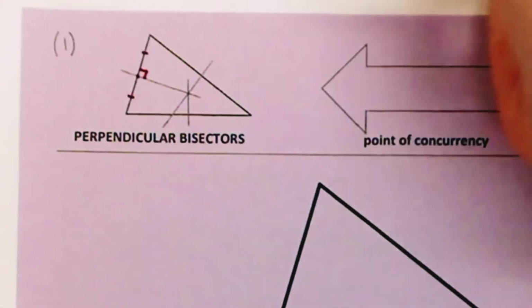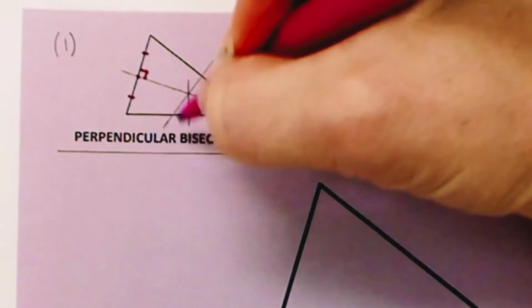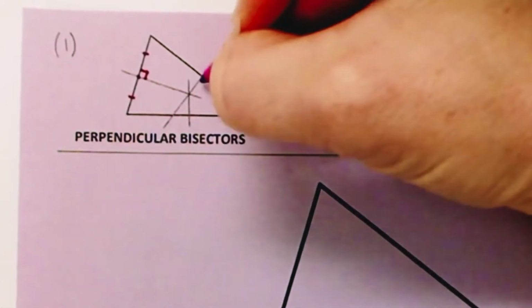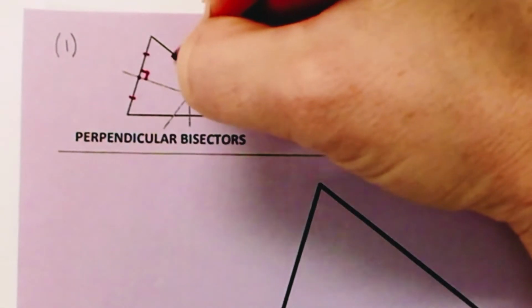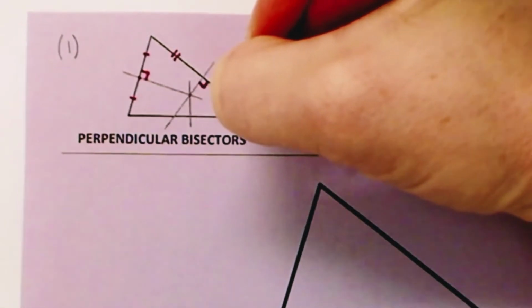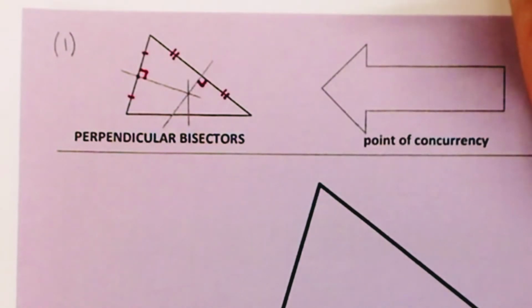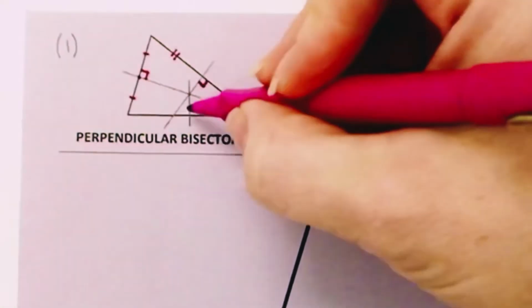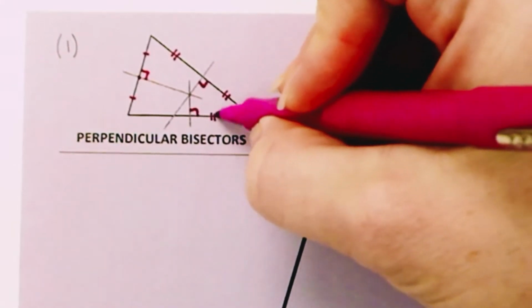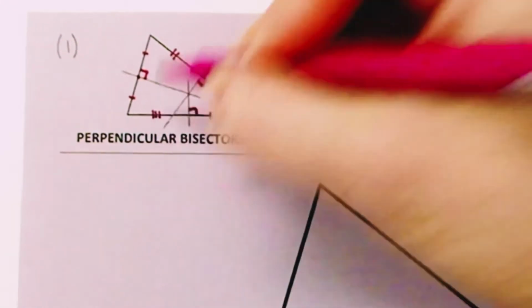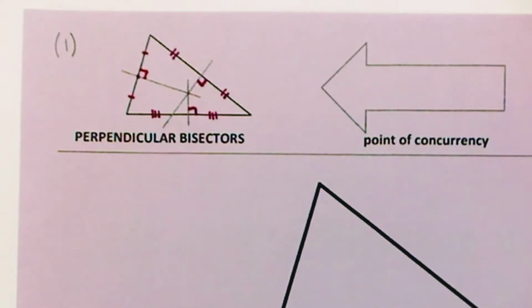the same length. So let's draw that in for each of these three perpendicular bisectors, showing how it's perpendicular to each side and it bisects each side, meaning those two pieces are congruent. Finally, this bottom one is perpendicular and it's bisecting this side into two congruent pieces.